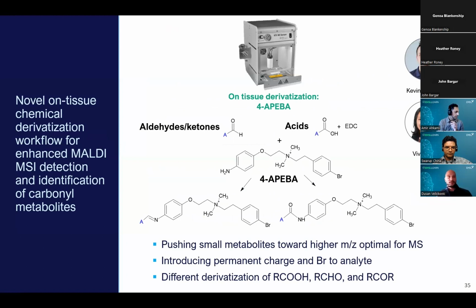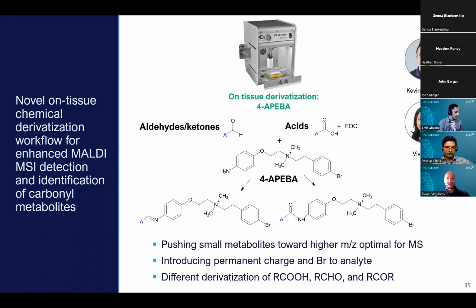So it is the reason why our team recently developed an on-tissue derivatization workflow that can bypass those challenges. In the first place, we spray over the tissue sample a derivatization agent called 4-EPIBA. This derivatization agent attaches to the analytes and pushes those metabolites toward higher m/z, which is optimal for mass spectrometer measurements. But also, it introduces a permanent charge to the analyte, so it will be in the form of an ion, and in that sense sensitivity will be increased. It also introduces a bromine atom into the analyte, which, as you will see on the next slide, is important for more confident annotation of the molecules that we see.